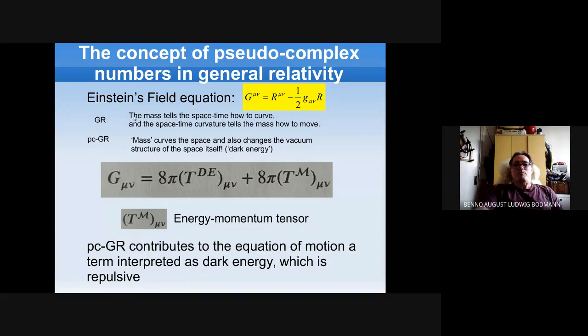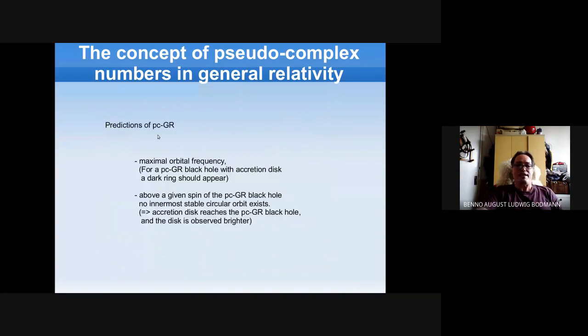coordinates. So the theory of Einstein can be characterized that the mass tells the space-time how to curve, and the space-time curvature tells the mass how to move. And in PCGR, we have an extension to this. Mass curves the space and also changes the vacuum structure of the space itself, which can be interpreted as dark energy. So PCGR contributes to the equation of motion a term interpreted as dark energy, which is repulsive, which is important. So let's come to predictions of the PCGR.